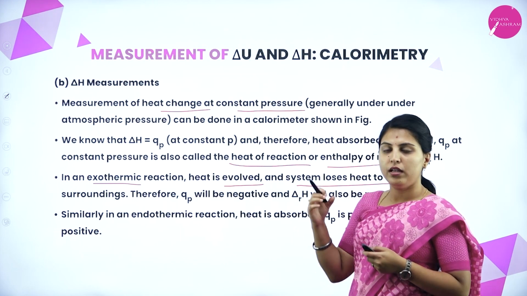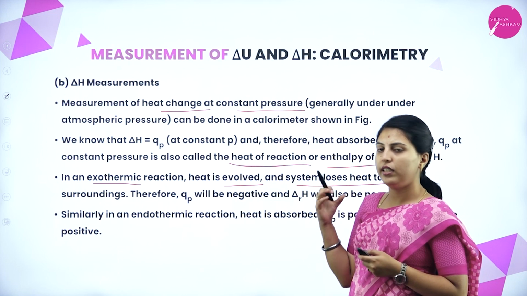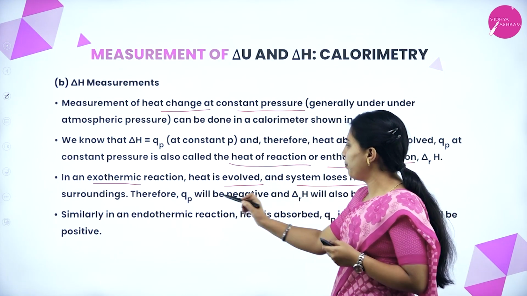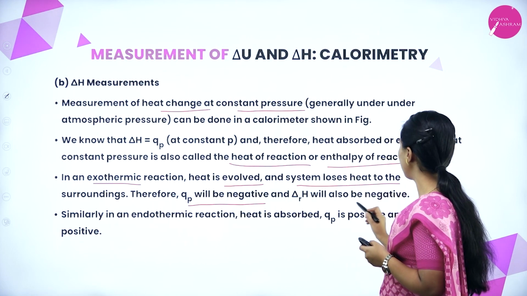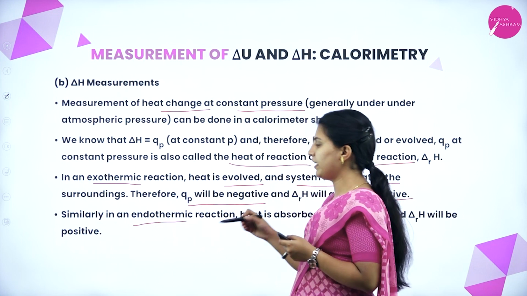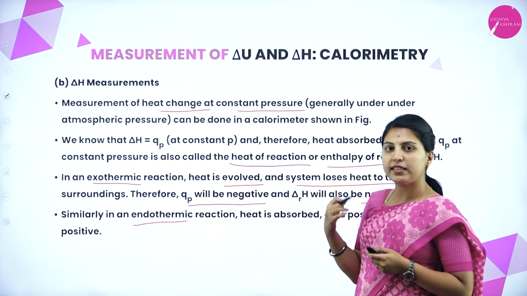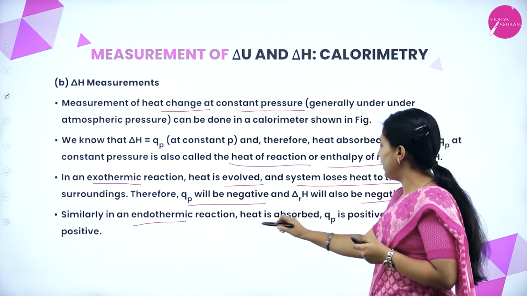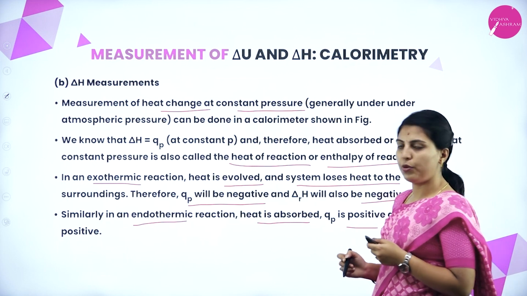From the system, the heat will be liberated to the surrounding, meaning the system will lose some of the heat. Q_P will be negative, and enthalpy will also be negative. Similarly, in an endothermic reaction, endo means inside, therm means heat, the heat is absorbed by the system from the surrounding. Heat is absorbed, Q_P is positive and delta H will also be positive.